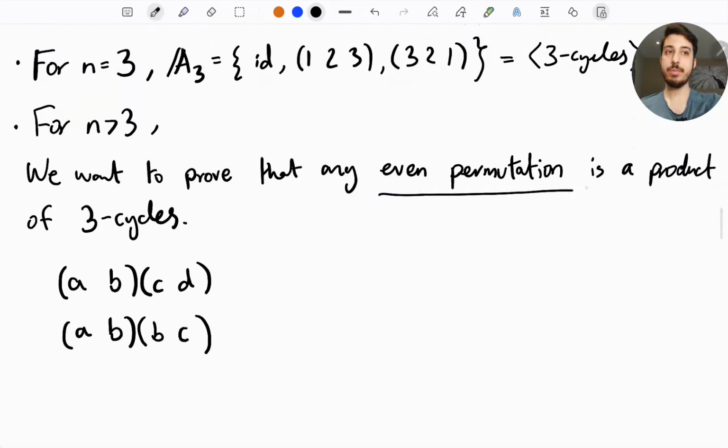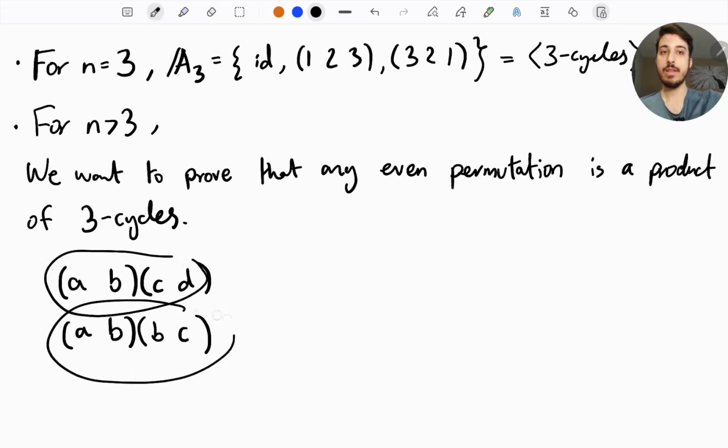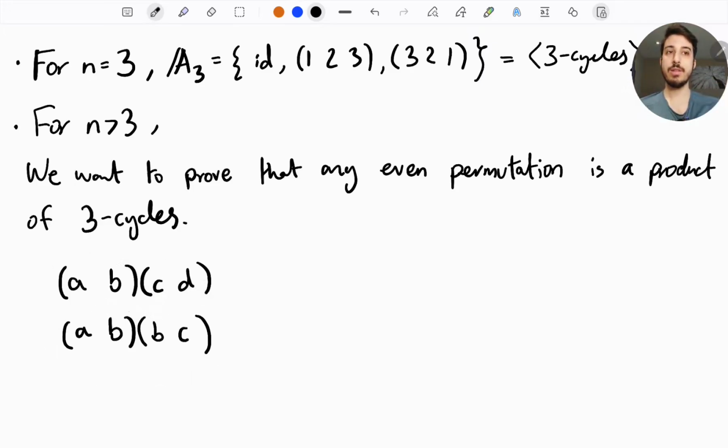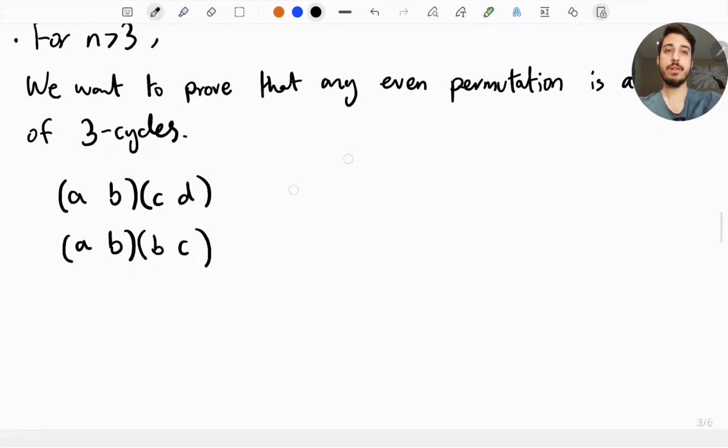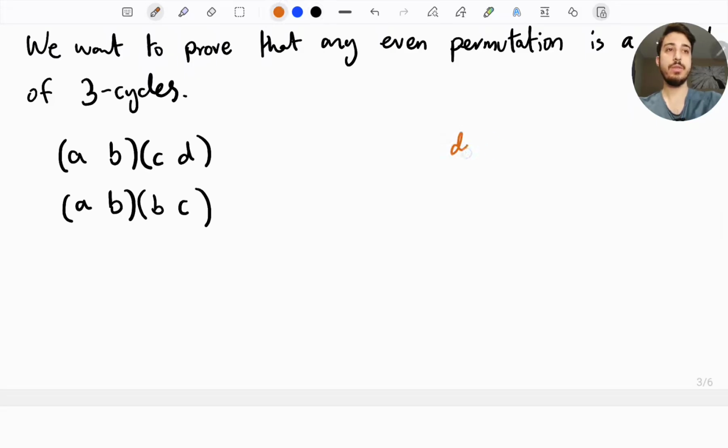And since any even permutation consists of pairs of transpositions, this is basically the only possibilities for the building blocks of the even permutations, the atoms of the even permutations. So if we can prove that both of these are equal to some product of three cycles, then we would have completed our proof, because these two possibilities make up all the even permutations that there are. So this here, to remind you, is a disjoint pair containing no elements in common, and here we have one element in common.